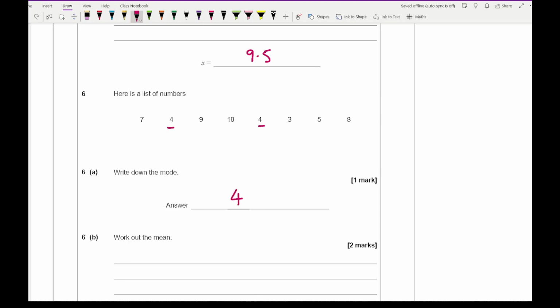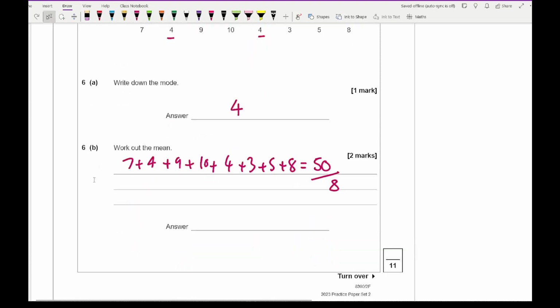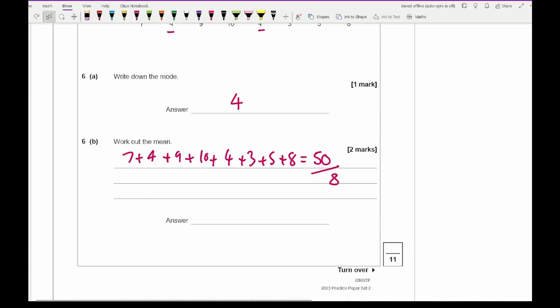It then says work out the mean, so all I need to do is add up all the numbers, so 7 plus 4 plus 9 plus 10 plus 4 plus 3 plus 5 plus 8. I wouldn't say you need to write this down, but writing down the total should be something that's bread and butter for you. And we want to divide that by how many numbers we've got, which is 8. And so 50 divided by 8 gives me the answer of 6.25.